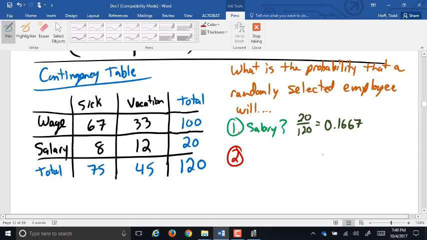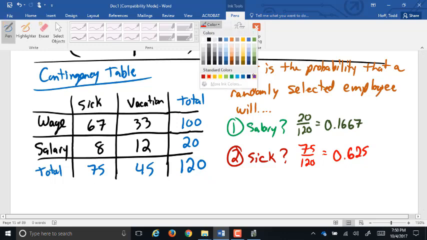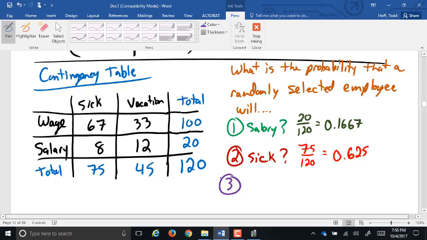What's the probability that a randomly selected employee used their time because they were sick? 75 were sick out of 120, which ends up being what? 0.625, is that correct? So you can see we can find those probabilities relatively simply. So let's step it up a notch. Pretty good where we're at.